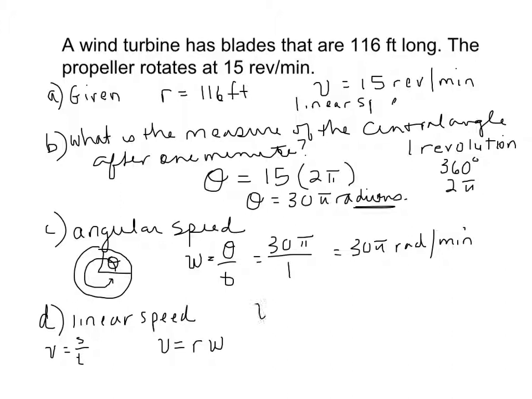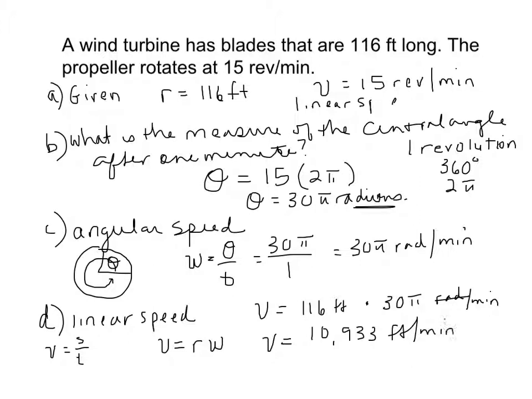So the linear speed is going to be the radius, which is 116 feet, times the angular speed, which is 30 pi radians per minute. This is not an angle, this is distance, so we don't use the radians, and we're going to say that the linear velocity is 10,933 feet per minute. Okay?